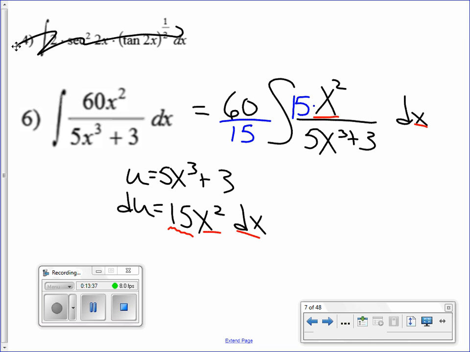Okay. So now on the outside, what do we really have? A 4. And let's rewrite it. Once you have your factors of du in place, it's time to convert it over to u. Where is the u? At the bottom, right? So I'm going to put a u down here. And it's just u. It's not like square root of u or u squared. And then what am I going to replace the 15x squared dx with? du.